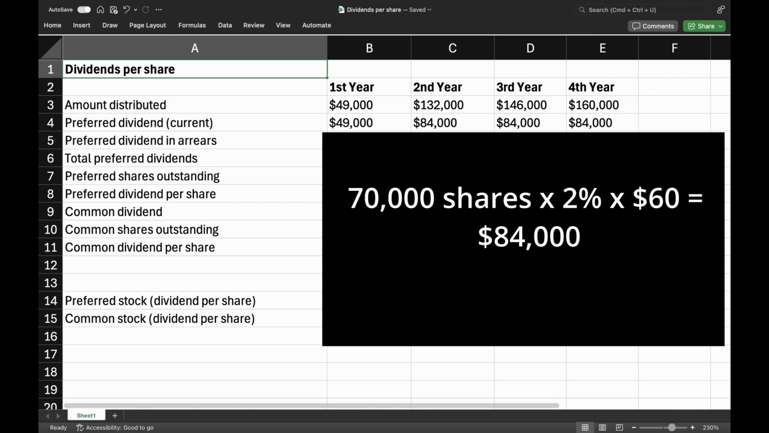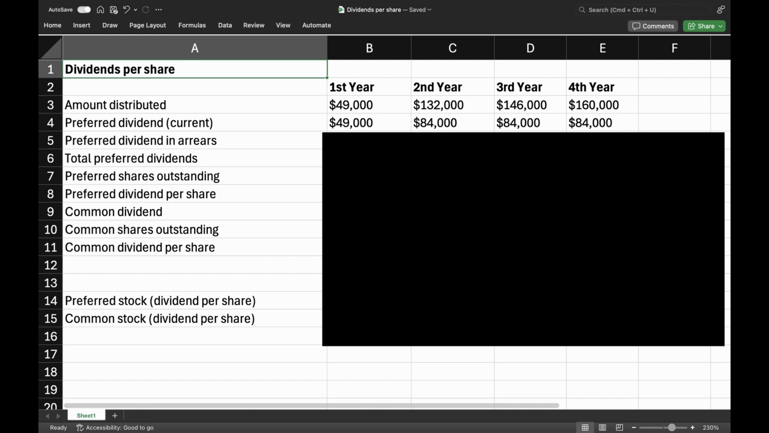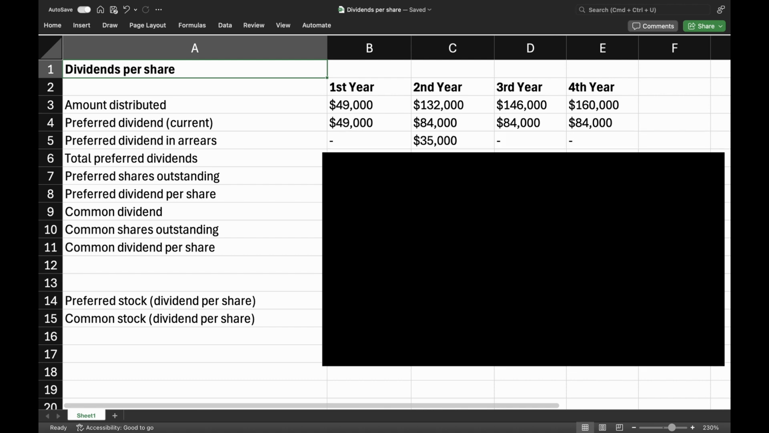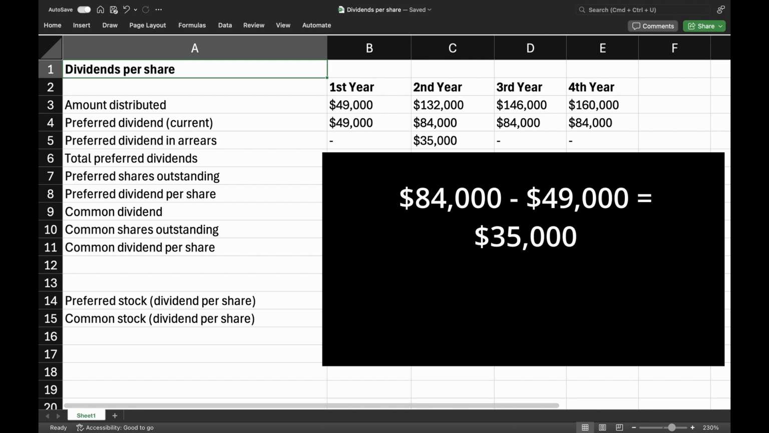Year 1 is a little different because only $49,000 was distributed, which means that the preferred dividends for year 1 are the entire $49,000 that was distributed. However, the company still needs to pay the entire $84,000 to its stockholders, which causes year 2 to also have preferred dividends in arrears. To find the amount of preferred dividends in arrears, all you have to do is subtract $49,000 from $84,000, which comes out to $35,000 for the amount of preferred dividends in arrears.